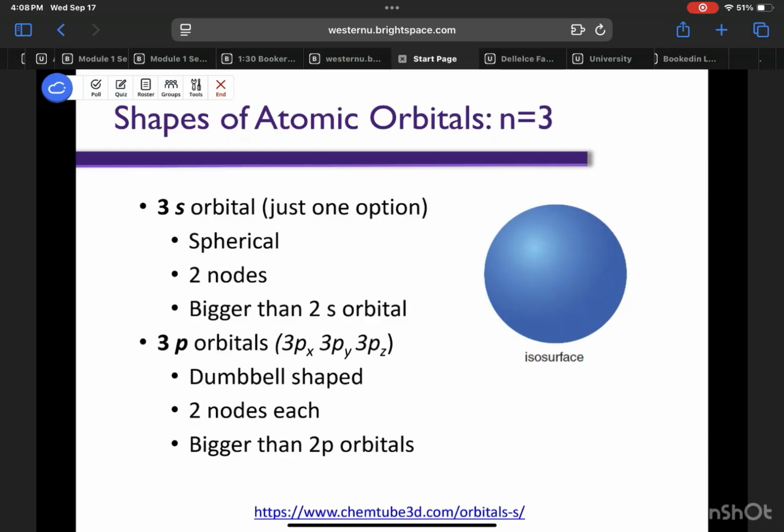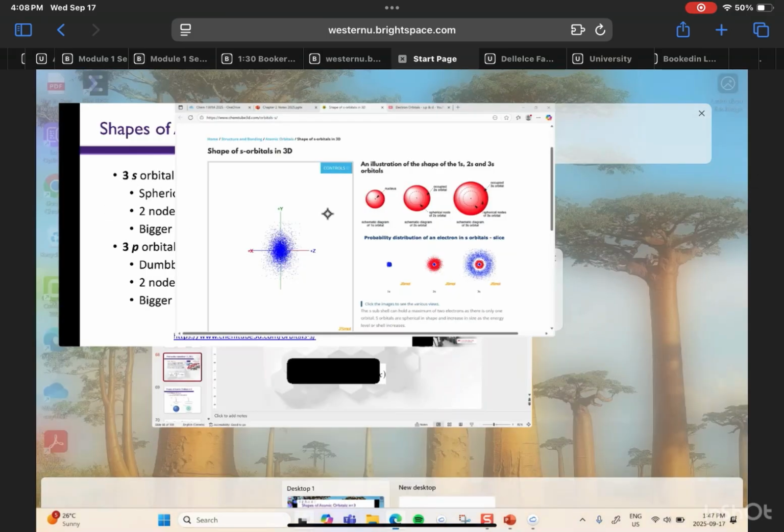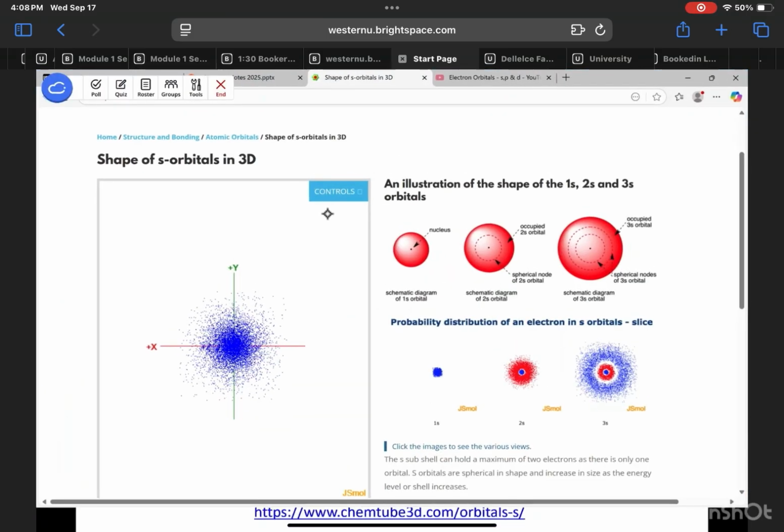They get a little bit more complicated, a little bit more interesting, but you probably have an idea of what the 3s orbital is going to look like. The 1s was a small sphere, 2s was a bigger sphere, 3s an even bigger sphere. But this time, the 3s orbital has 2 spherical nodes inside of it. So you don't have a visualization of this, but you do in your team module.